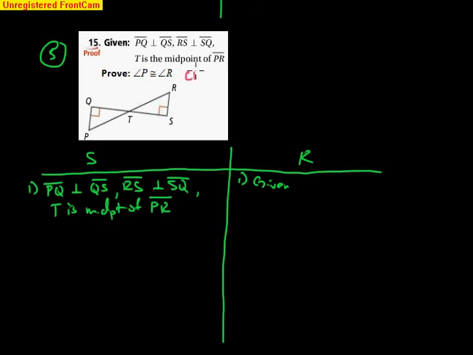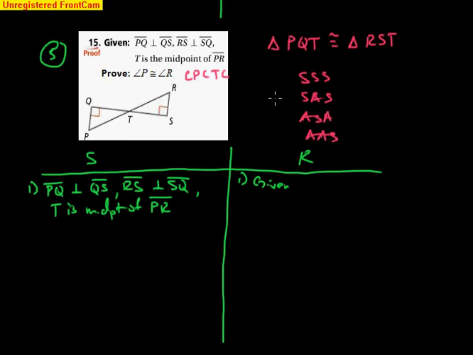So notice this is not congruent triangles. So this is going to be CPCTC, but I first have to prove two triangles are congruent. Those two triangles, I'm going to name them PQT, triangle PQT congruent to triangle, now the correspondence would be RST. And there's 4 ways to do it. Side, side, side, side, angle, side, angle, or angle, angle, side. One of those 4 ways needs to be used.